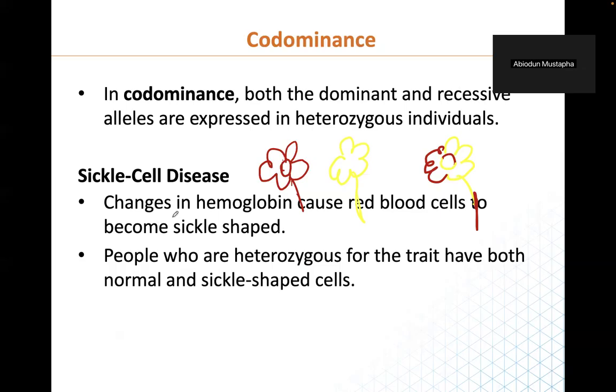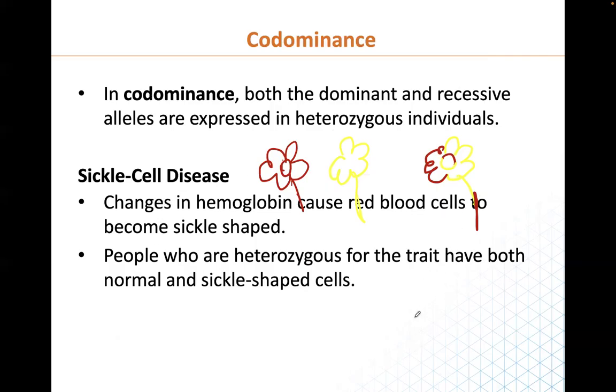Codominance is studied a lot when it comes to sickle cell. Sickle cell is a disease whereby the red blood cell, instead of having a round shape, becomes a sickle shape like this. So it doesn't allow the person to carry enough oxygen. It makes the person lose oxygen and the person gets weak. Changes in the hemoglobin cause the red blood cell to become sickled. The hemoglobin is a protein which controls the production of the cell, and it is being sickled.